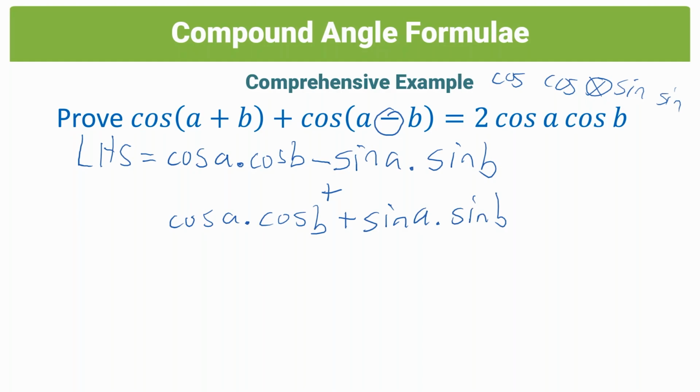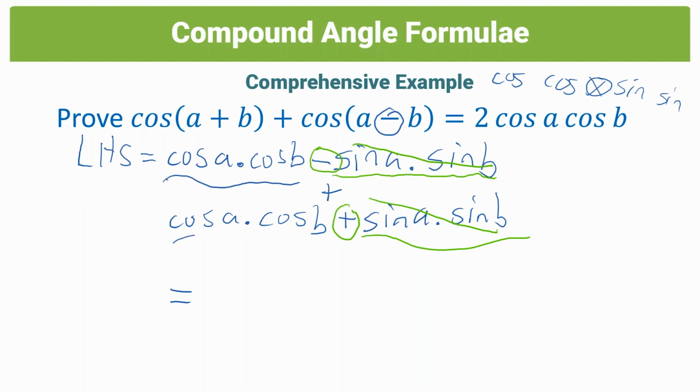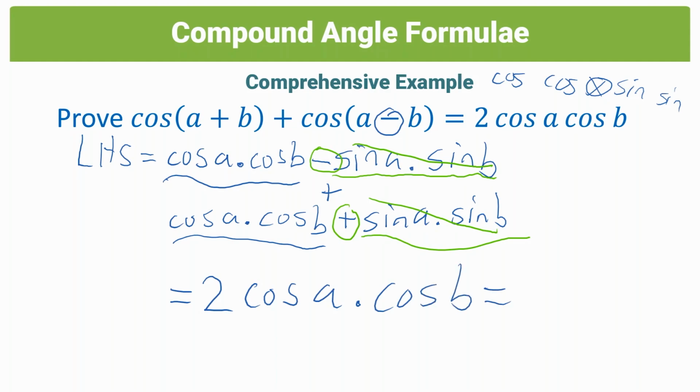Now you can see some of our terms here can cancel out, because we have a minus sin A times sin B here that's negative, and we have a positive sin A sin B here. So we can cancel these two terms off. So we are left with these two cos A times cos B terms, and those added together will give us 2 cos A times cos B, which is the right-hand side. So we've solved the question.